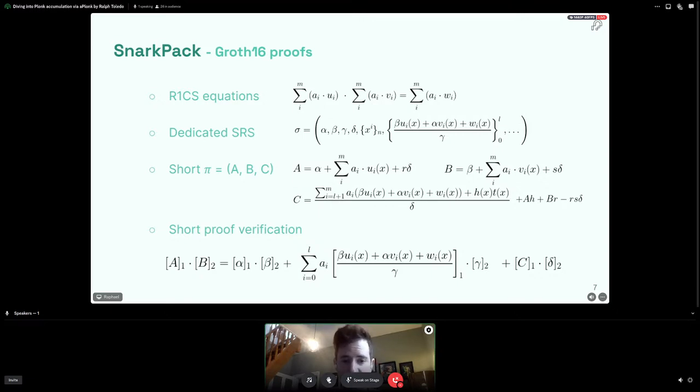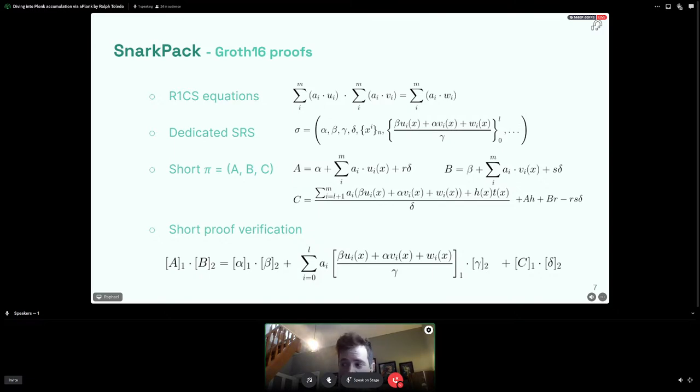It does not use a universal SRS. You can see that we have powers of tau. This has this x to the i in the exponent, but we have some randomness alpha, beta, gamma, delta. But we also have this term inside the exponent, which depends on the public inputs. You can see the u_i, v_i, and w_i from 0 to l. These are the public inputs of a Groth16 proof.